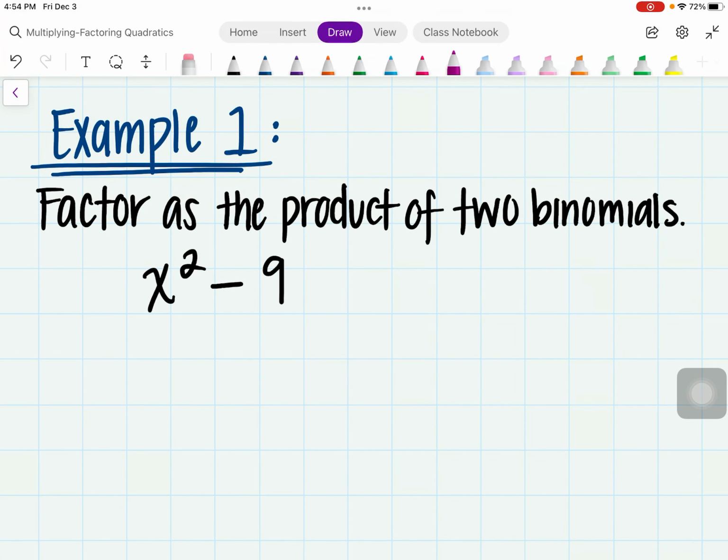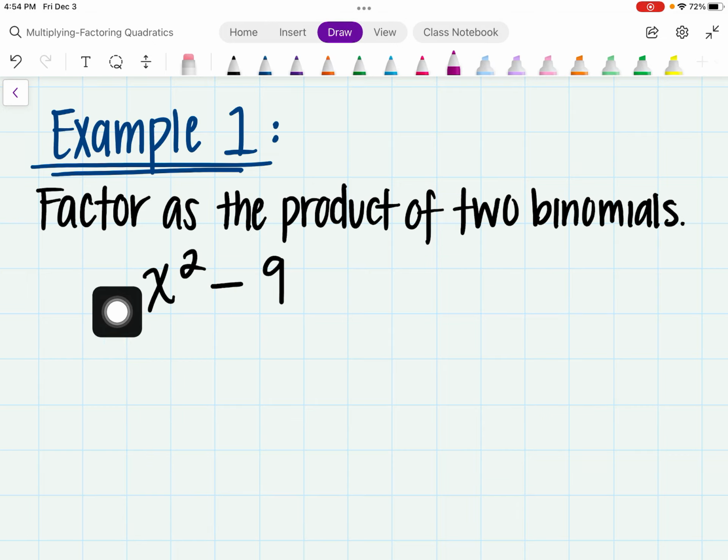All right, you guys, so this is example 1 of lesson 4.5, and in this case, we want to go ahead and factor the expression as a product of two binomials. So in this case, we have the expression x squared minus 9. Each time we're factoring a quadratic expression or just any expression, you always want to go ahead and check for any GCFs, and this is just for us to make our life simpler.